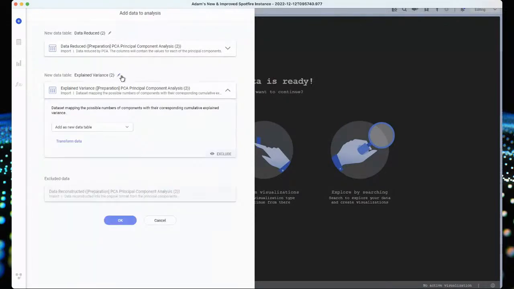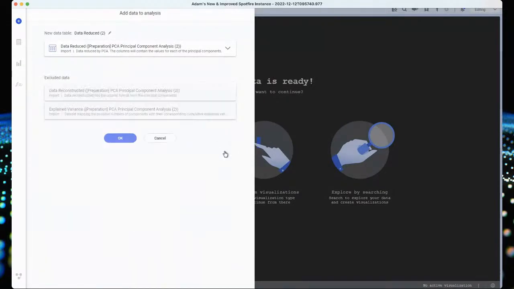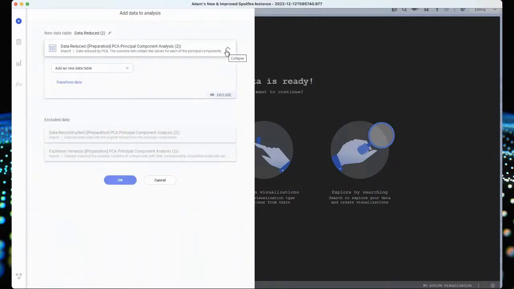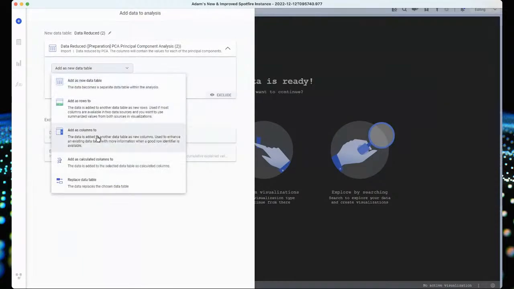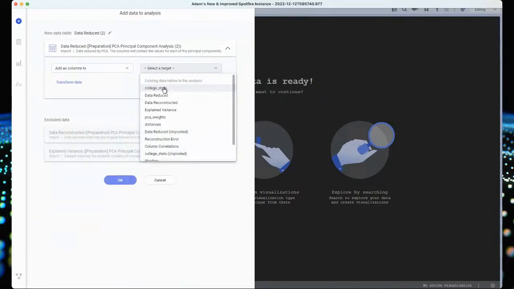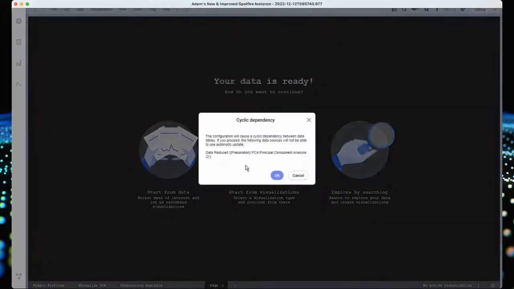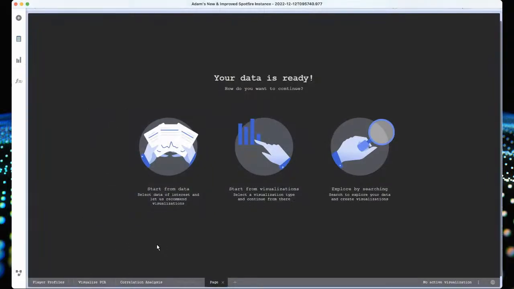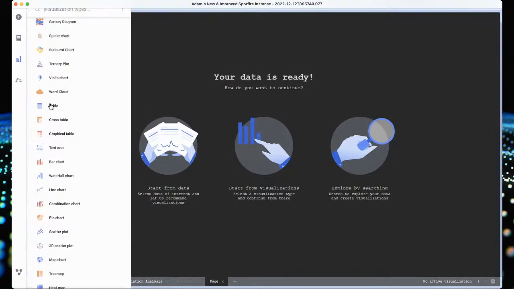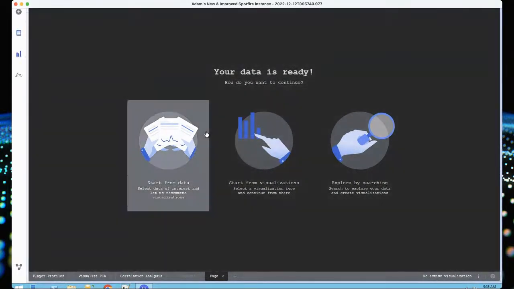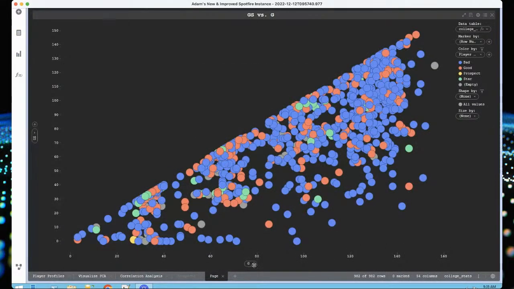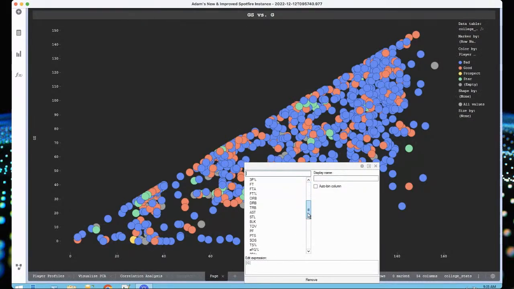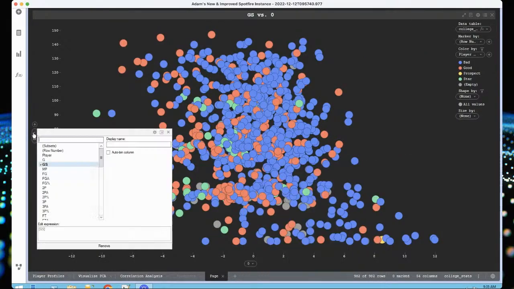We also have that explained variance chart that I was showing earlier. That is a table that's outputted, but the data reduced table actually contains all the principal components and the values. So I'll add these as columns to our college statistics so we can visually recreate this and create some insights. On a new page now, I'll bring in a scatter plot between the first two principal components, which in this case is column 0 versus column 1.